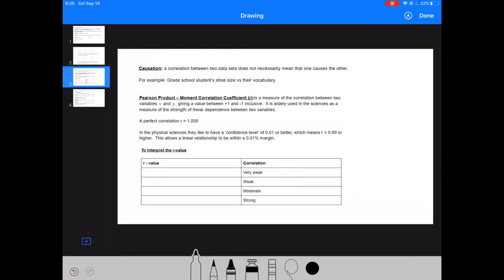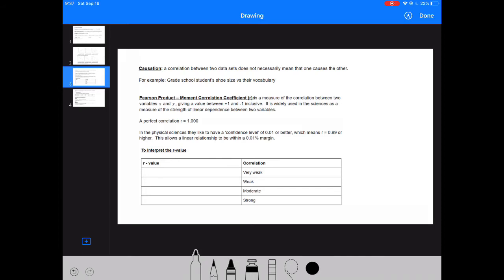You can also have causation, which is the fact that a correlation between two data sets doesn't necessarily mean that one causes the other. For example, a grade school student's shoe size versus their vocabulary. You can compare those variables all you want. It doesn't necessarily mean one influences the other.